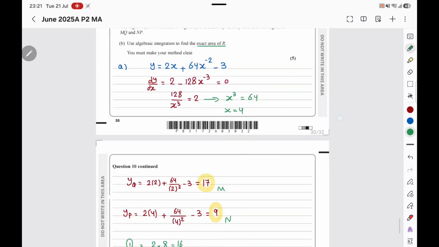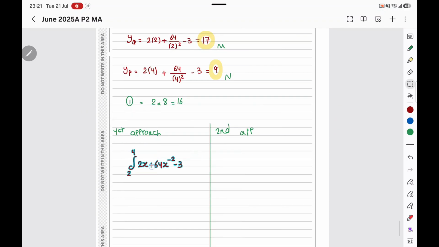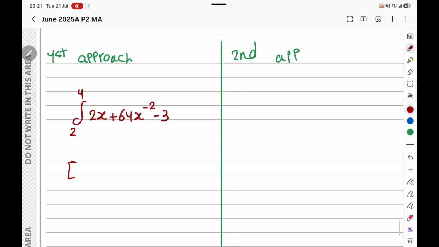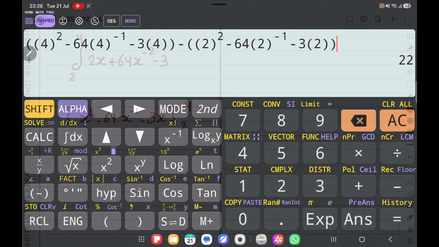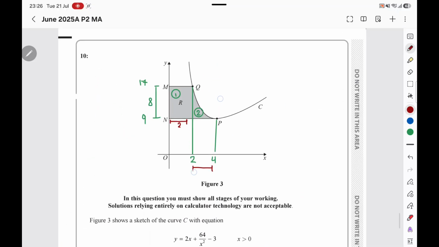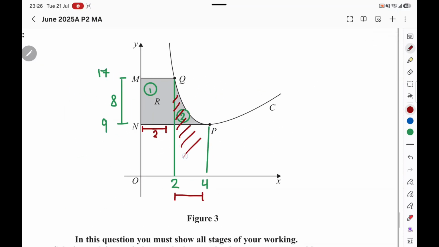All right, so this is the function, integration from 2 to 4. Integration of 2x is x squared. For the next term, add the power, so it would be x to the power of negative 1, and divide by the new power, so it is negative 64 over x, minus 3x, from 2 to 4. As you can see, it gives 22. This 22 is the whole area.